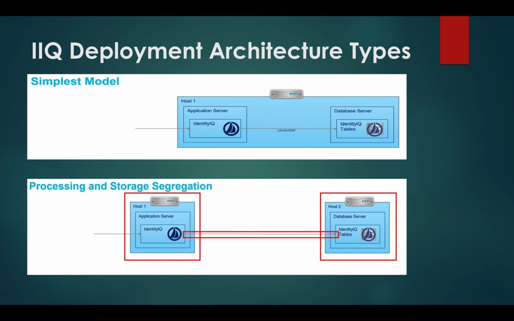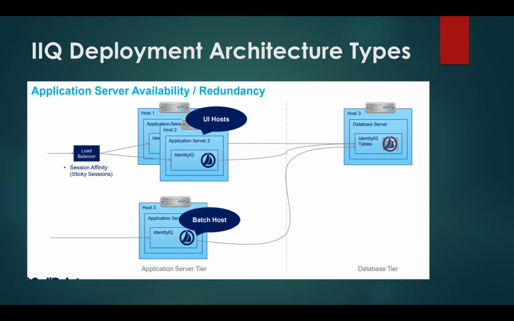The other advanced deployment architecture type is called application server availability redundancy. In this case, we will designate different hosts for the application server. The application servers of IdentityIQ can act as a UI host or a batch host, and the UI host and batch host have their own responsibilities to be performed, and all these hosts can interact with a single database server that is deployed on a separate host machine.